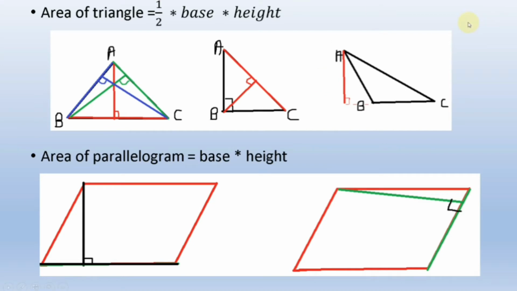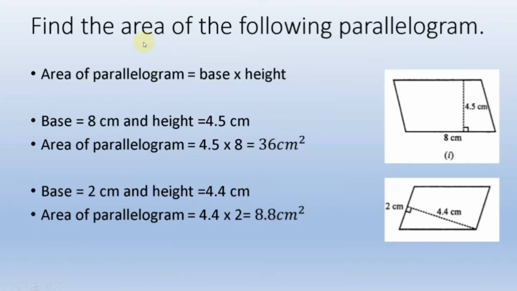Now next, here we have the question: find the area of the following parallelogram. Here I have taken two figures and we need to find the area. I have told you that area is base into height. Now the base is 8 centimeter and height is 4.5. So we just need to multiply base into height, that is 36 centimeter square will be your area.